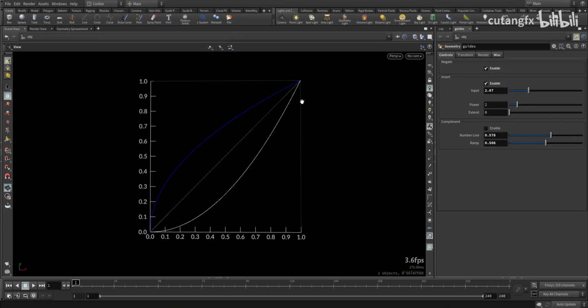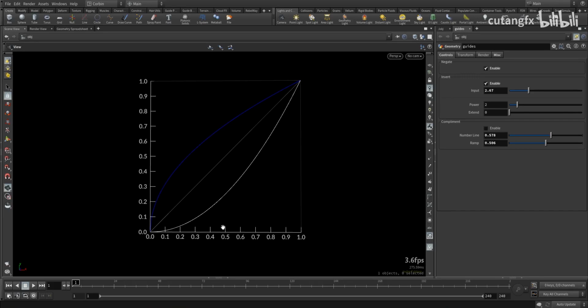But then as soon as we reach 1, it doesn't matter what our power is, 1 times itself, however many times, is always going to be 1. So it meets at 0, it meets at 1, but it dips in the center. And then you'll see that the blue line is our inverse graph.